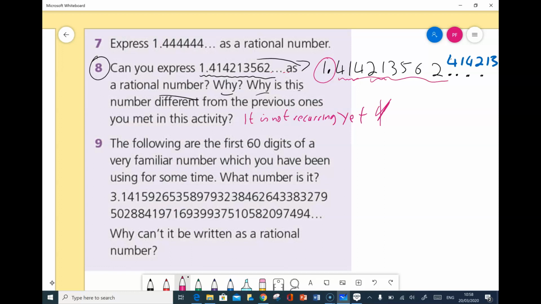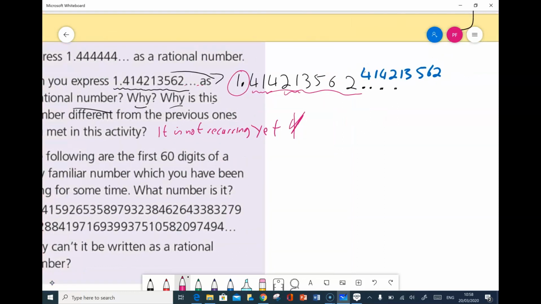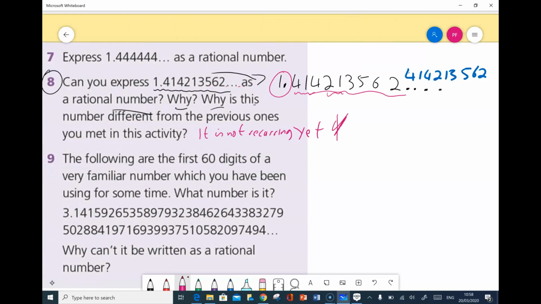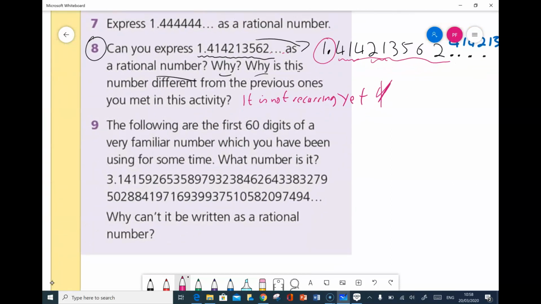As we can see, there's no pattern here. Maybe the pattern continues further on down the line. That happens too, but we just don't have enough information. Well, that was an easy question.